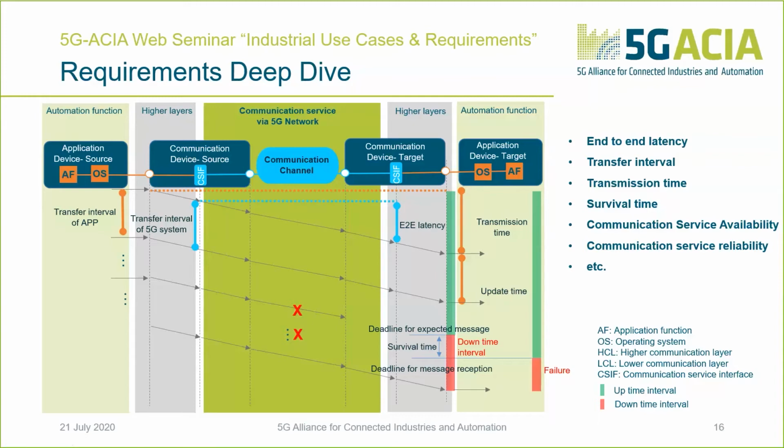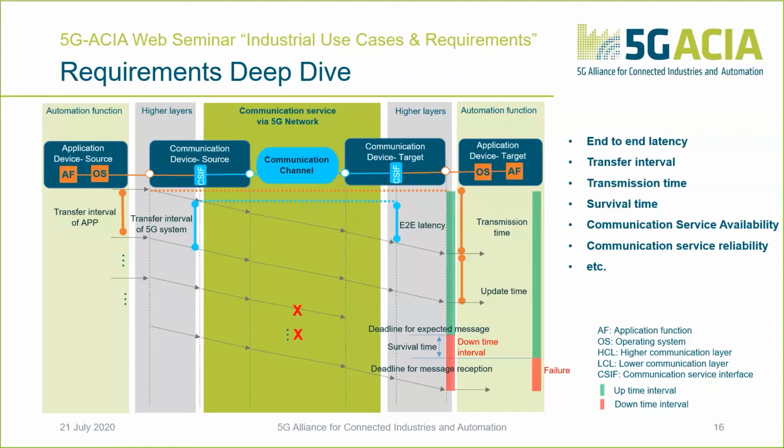Therefore, within 5G-ACIA, one of our major tasks is to try to provide and collect the relevant information from both the ICT and the OT partners, and we try to establish a common understanding about these requirements. These are essential for 5G system design. This figure gives you an example of building the links among the latency-related attributes.